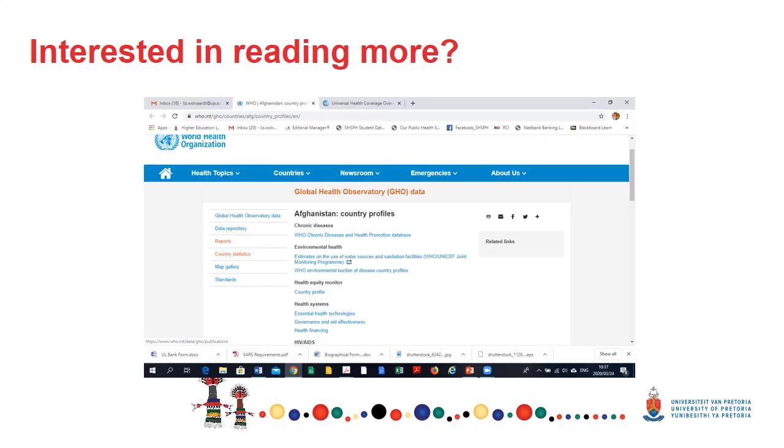Now, just in case you don't know enough about your health system to be able to answer the previous questions, you can read more about your country and their health system by visiting the WHO page. Search for the word Global Health Observatory. You can then pick the country that you are interested in and read more about the country profile.